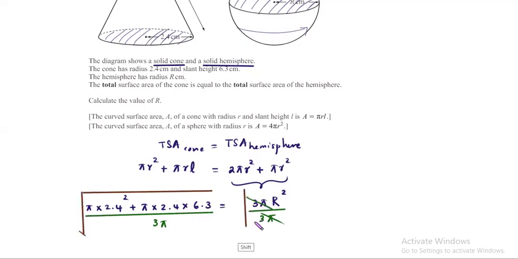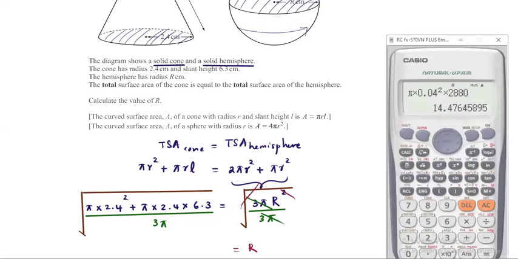Only then I can find the value of r, because the square root and the square get cancelled out, leaving us with the value for r. I'm going to put this in the calculator and see what we get as the value.